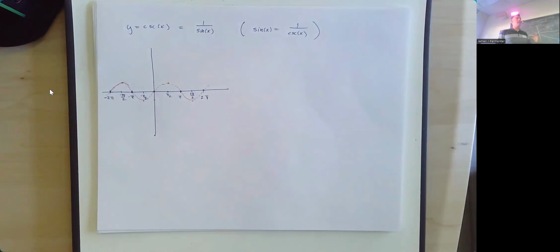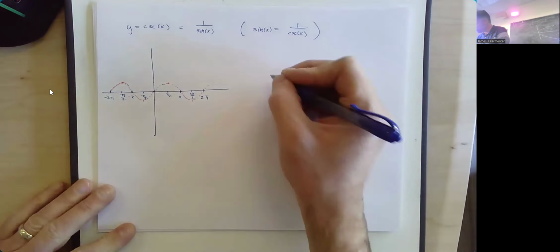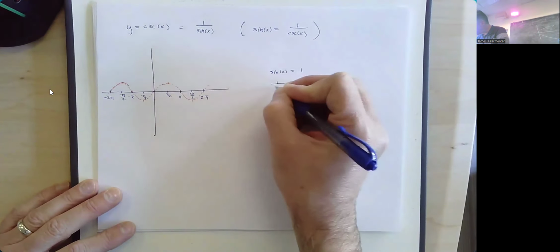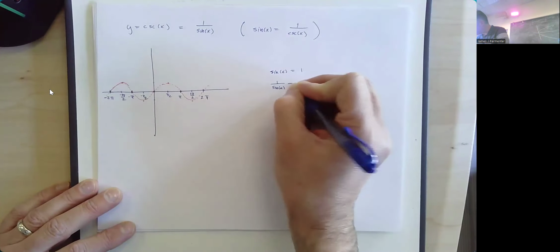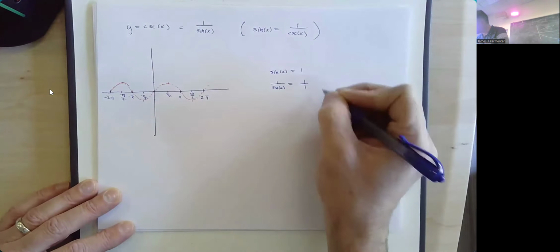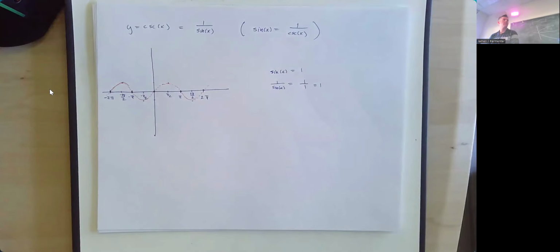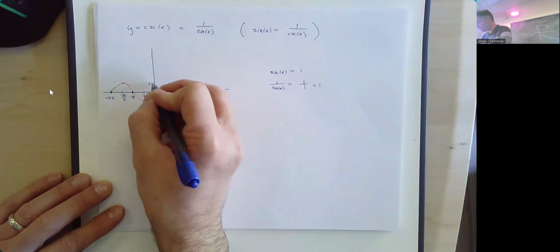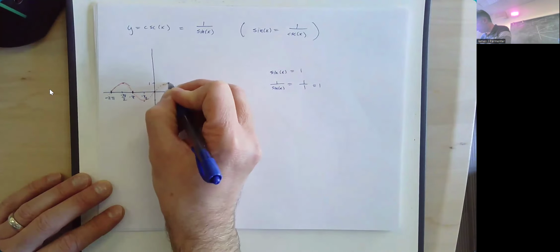So cosecant is the reciprocal of these values. What's the reciprocal of 1? Sine of x is equal to 1, so 1 over sine of x is also 1. So when I get a value of 1, the cosecant graph also has a value of 1.